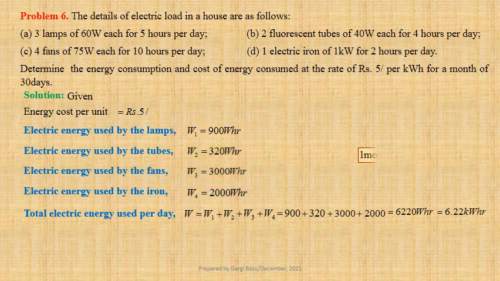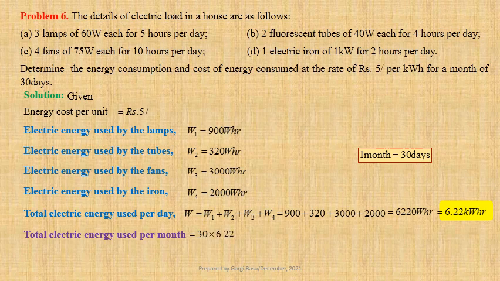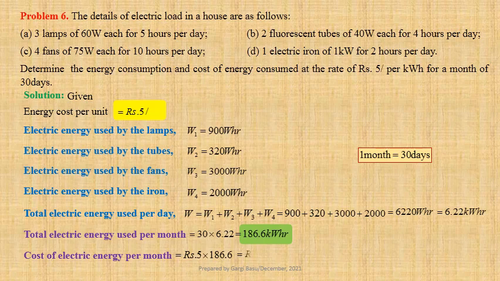Since 1 month comprises 30 days, total electric energy used per month equals 30 into 6.22, that is equal to 186.6 kilowatt hours. Cost of electric energy per month equals rupees 5 into 186.6, that is equal to rupees 933.